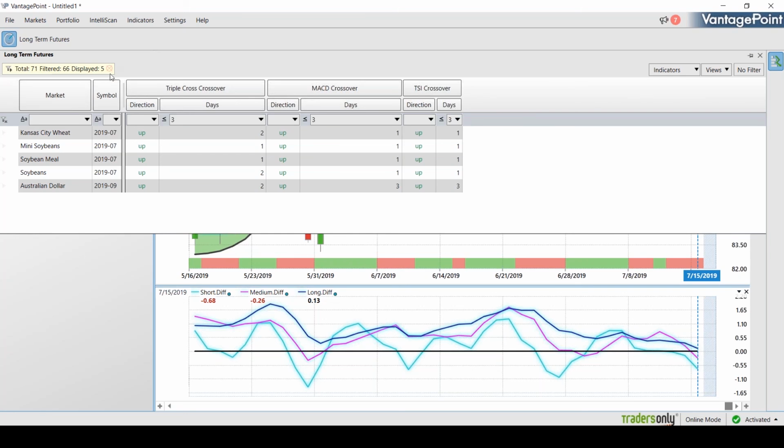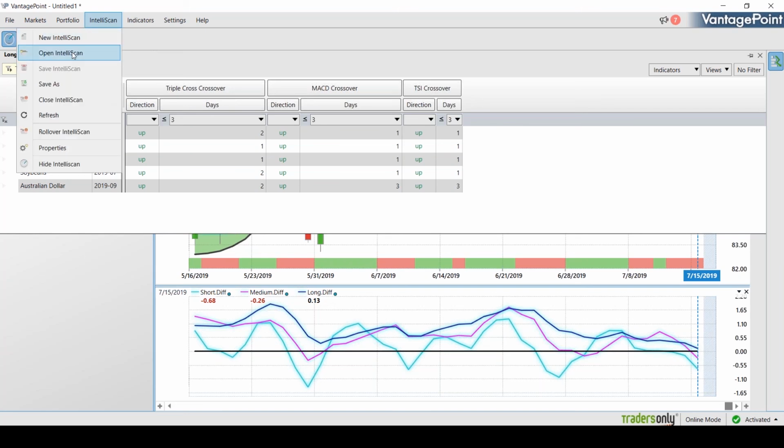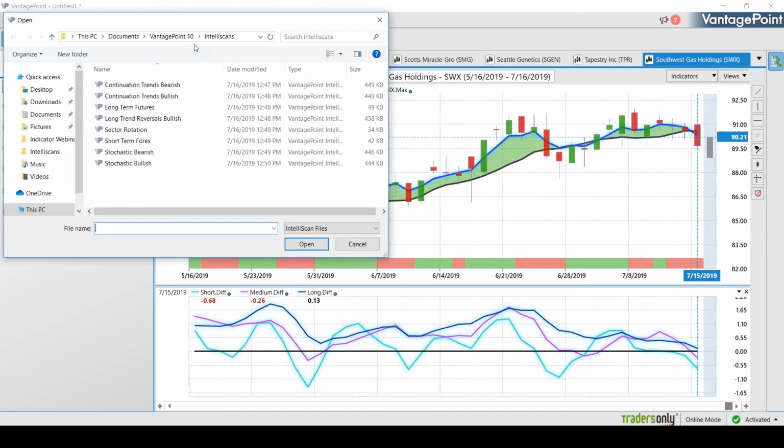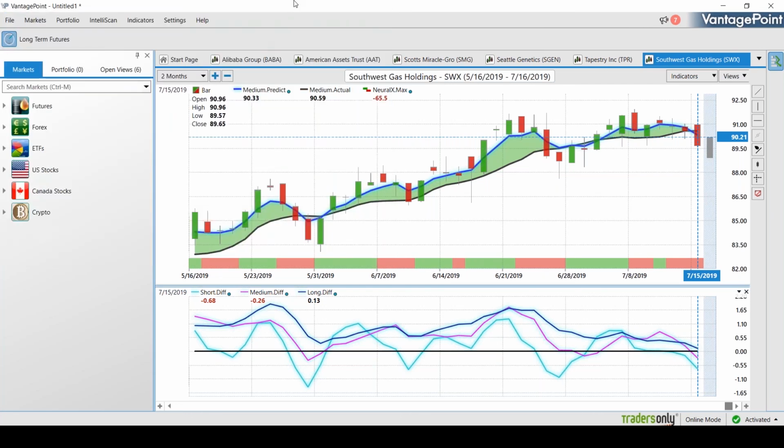Now, the very last Intelliscan that we're going to go through together. We're almost done here. Now, let's talk about sector rotation. So let me open up the sector rotation Intelliscan. And here we are. Wonderful.